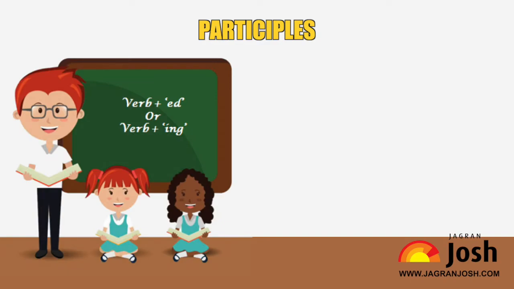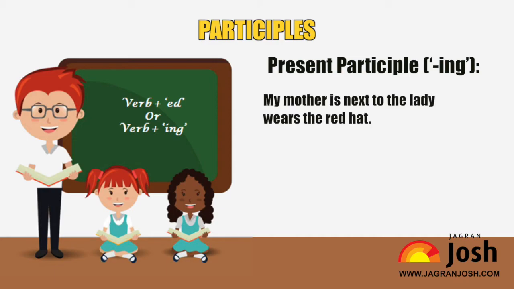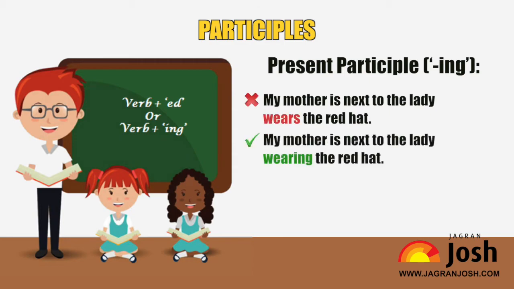Participles. A participle is a verb that ends in ing or ed and functions as an adjective. It modifies nouns and pronouns. Present participle, ing. A present participle describes a present condition. For example: My mother is next to the lady wears the red hat. This sentence is wrong. The correct sentence is: My mother is next to the lady wearing the red hat.